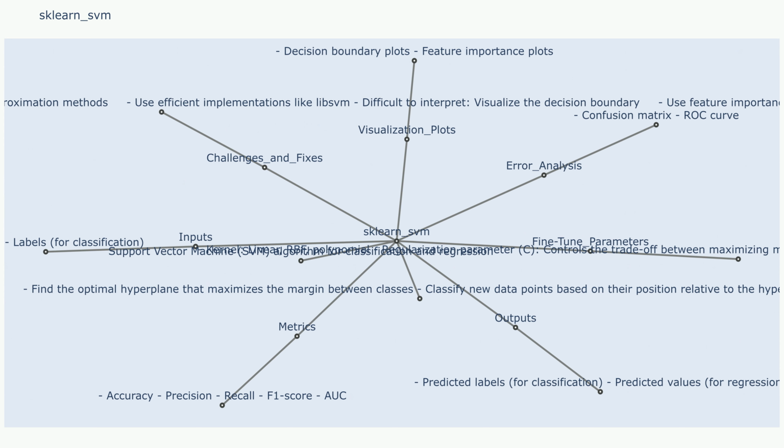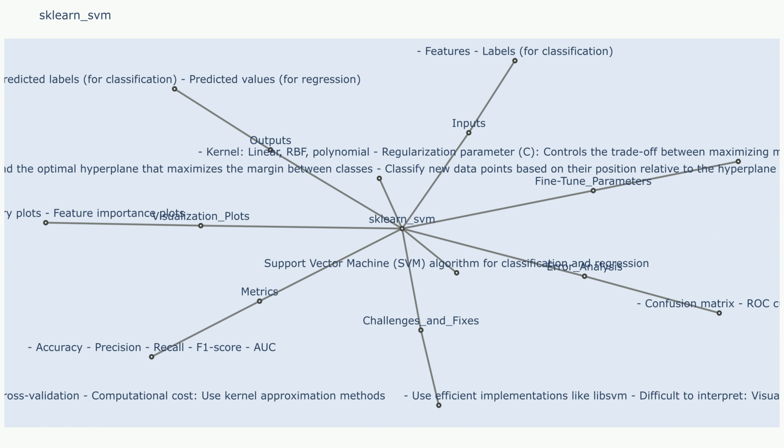Steps. Step 1. Explain in detail data preprocessing. The input data is preprocessed to ensure it is suitable for the SVM algorithm. This typically involves scaling or standardizing features, handling missing values, and converting categorical variables to numerical representations.